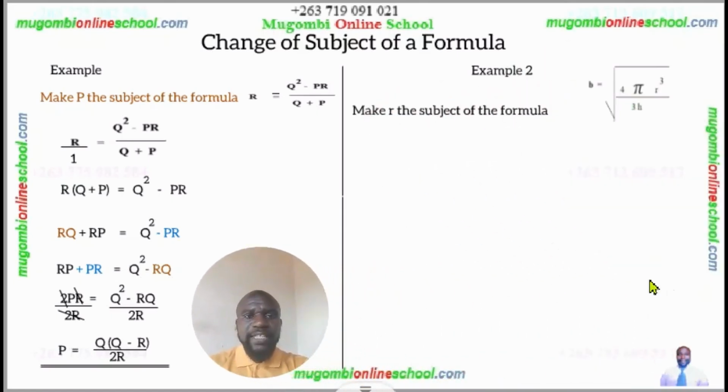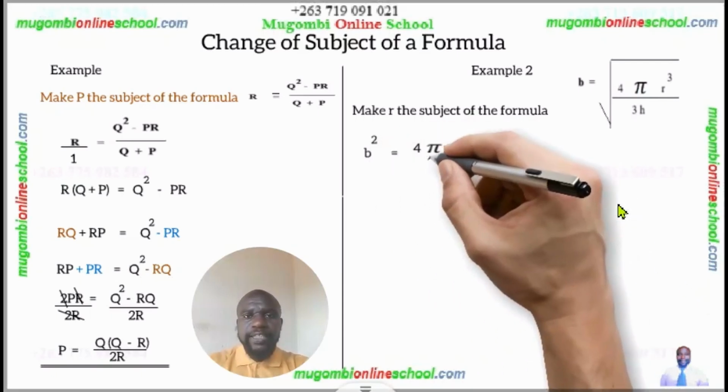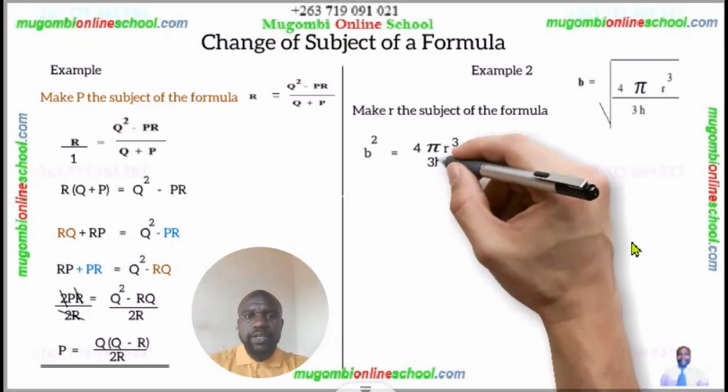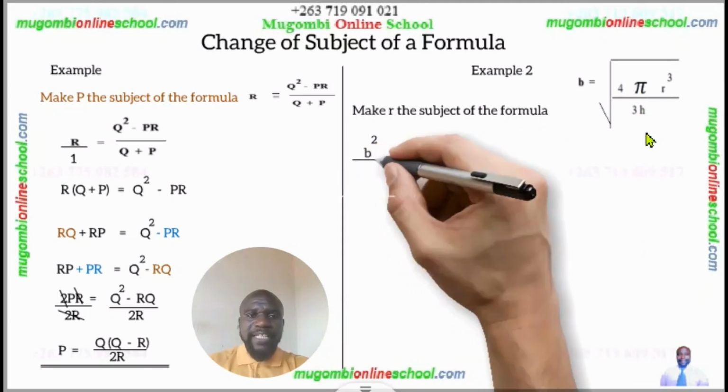Example 2 requires us to make R the subject of the formula, given that B is equal to the square root of 4 pi r cubed over 3h. So the first thing we need to do is to remove this square root sign. So we take a square root both sides, that is, to remove a square root sign we raise to the power of 2 both sides. So we are left with B squared is equal to what is inside: 4 pi r cubed over 3h. Then from there we want to make r the subject.